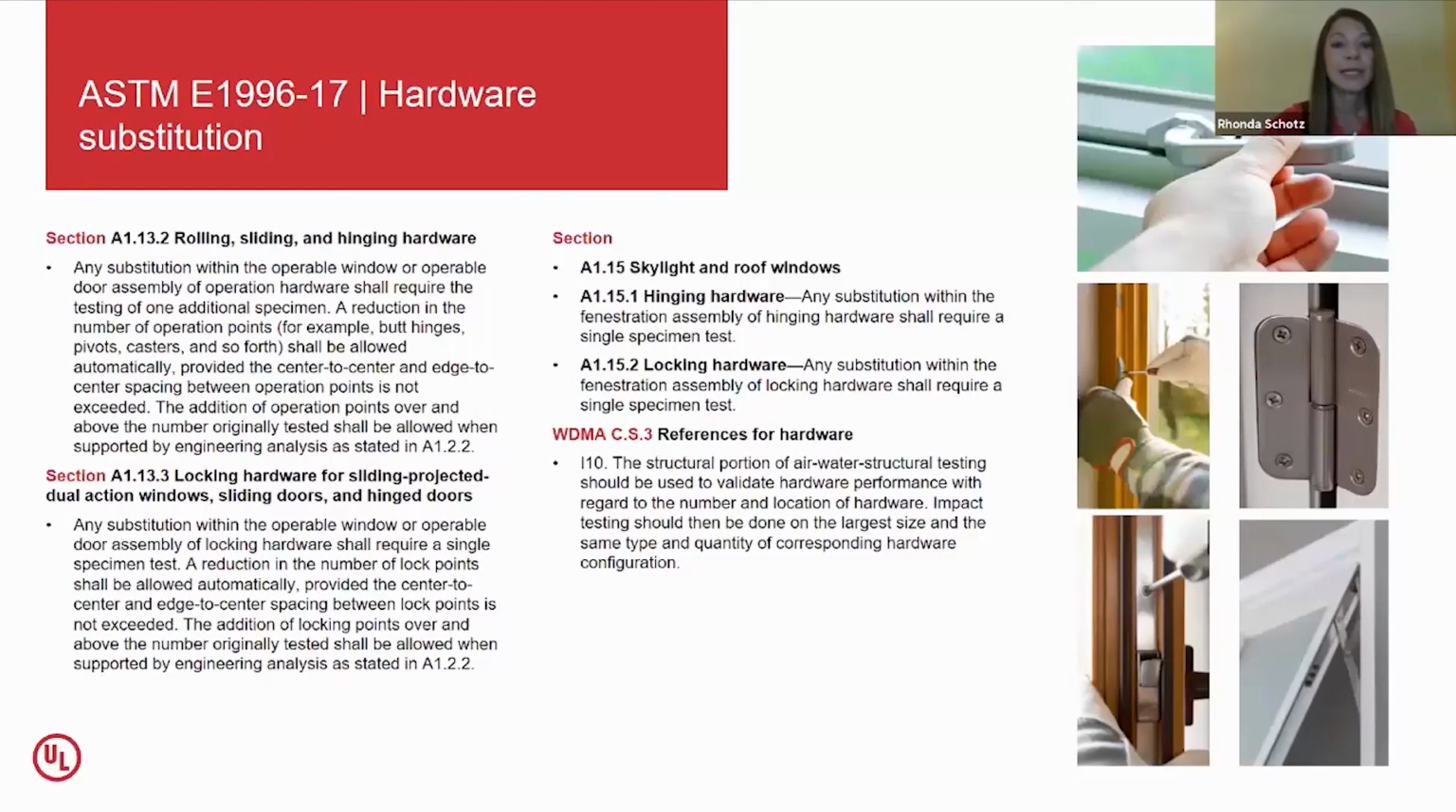Per ASTM E1996, these sections apply for the hardware substitution rules. If a manufacturer wants to test for multiple hardware options, then 1 additional specimen with that hardware changed out is required for testing. Example, testing a side hinge door with 4 butt hinges, and you test and qualify that with your 3 identical specimens, and now you would like to qualify a side hinge door with 4 adjustable hinges. This would require 1 additional test specimen to be tested. Also, don't forget to test 1 additional specimen per NAFS to have it qualified there as well.